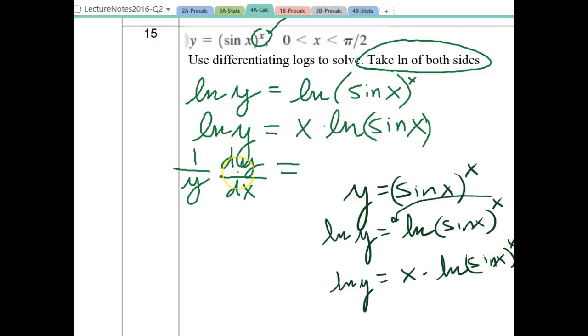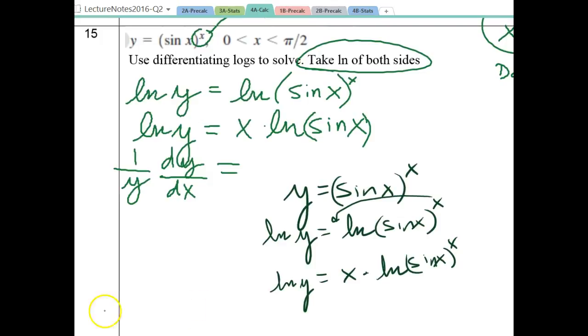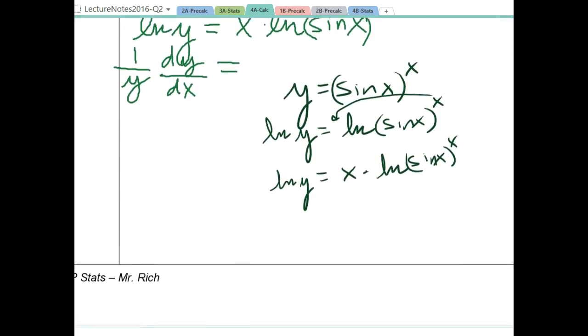You differentiate. Now we're using implicit differentiation. When I take the derivative of both sides, the derivative of natural log of y is 1 over y times y prime, or dy dx. Over on the other side, I have to use the product rule, because I've got two different things that I'm taking the derivative of that are multiplied together. So I guess I'll go ahead and finish this one out.